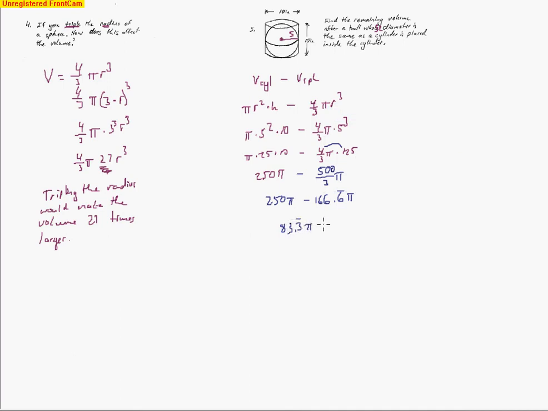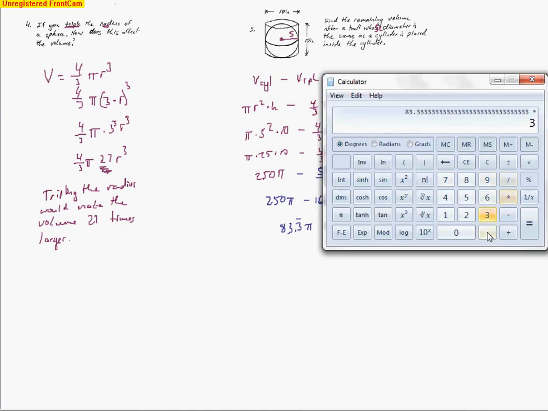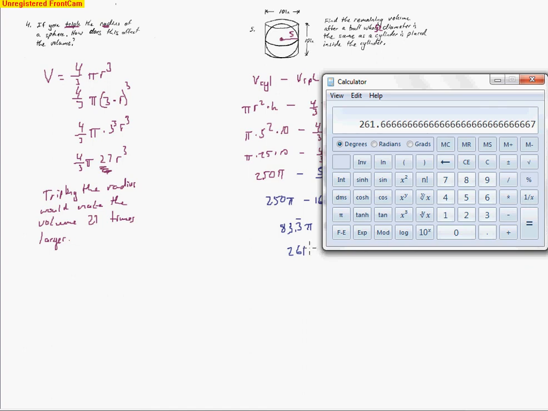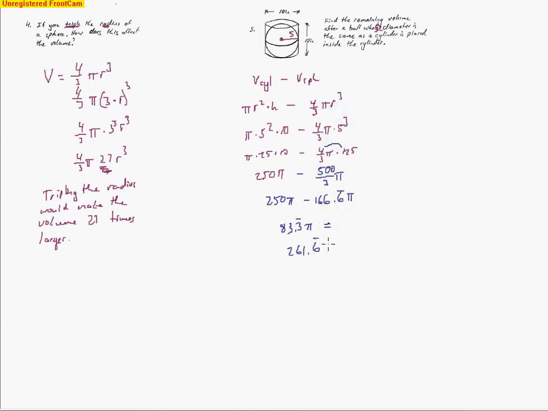And so now I just have to multiply the 83 1/3 by 3.14. And that ends up giving me 261. Let's see what those last numbers were. 0.6 repeated. And so let's say I wanted to round to the nearest tenth this time. So if I do that, I'm going to add on 1 extra 6, and I'm going to round that up. And so this would end up being 261.7 inches to the 3rd power. And this is the amount of volume remaining.